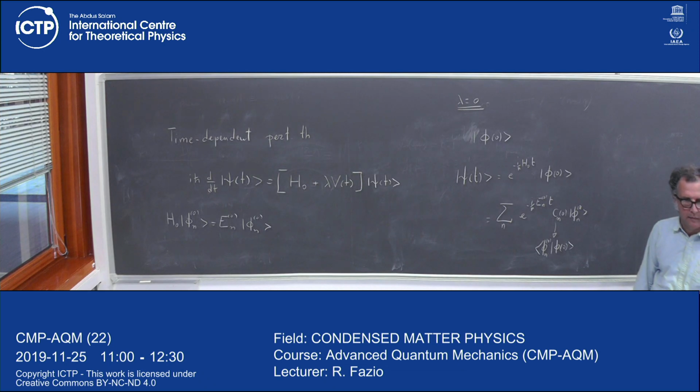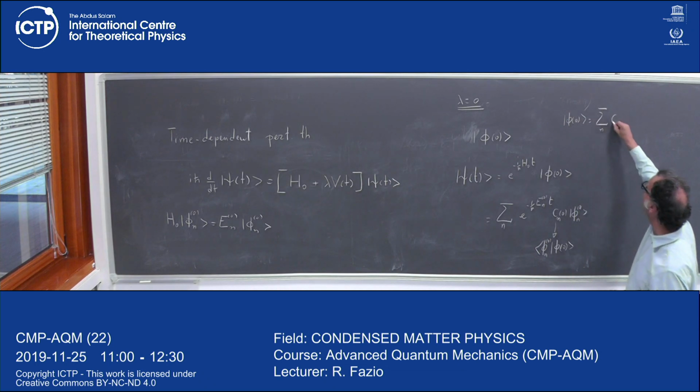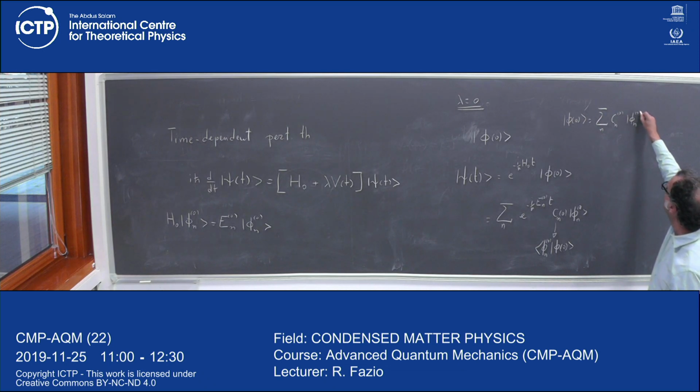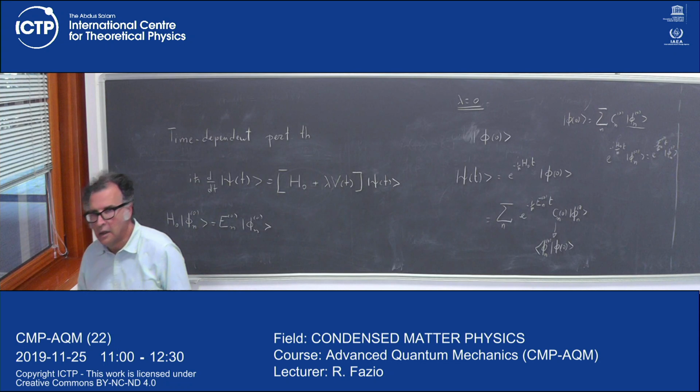First of all, we expand phi of 0 at time 0 in the basis. We can expand phi 0 as the sum over n of Cn of 0 phi n of 0. Then we apply e to the minus i H0 over h bar t, and since these are eigenstates, this is just e to the minus i E0n t over h bar phi 0n. And then we get this. Very good.